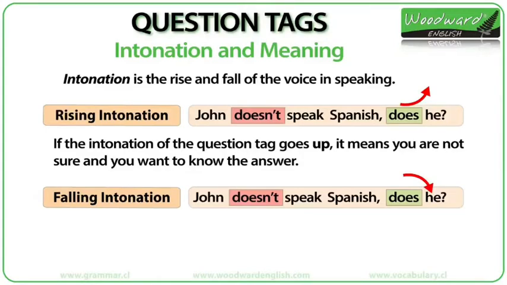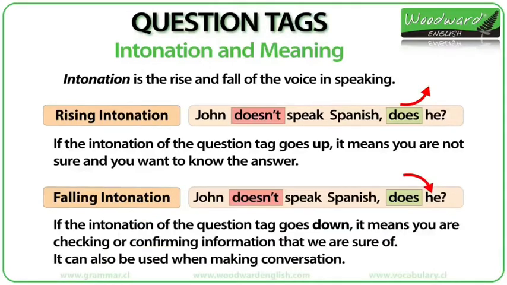Falling intonation. John doesn't speak Spanish, does he? If the intonation of the question tag goes down, it means you're checking or confirming information that we are sure of. It can also mean you're making conversation. John doesn't speak Spanish, does he? My voice went down at the end with does he? Because I am sure he doesn't speak Spanish, but it would be great if you could confirm this with me. Or I just want you to agree with me.